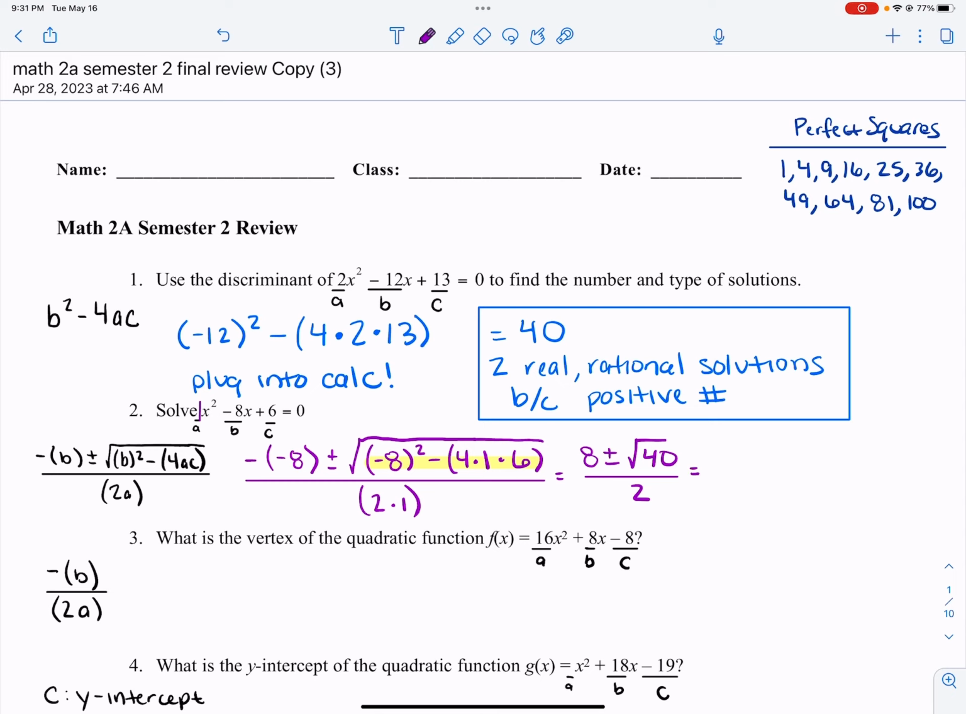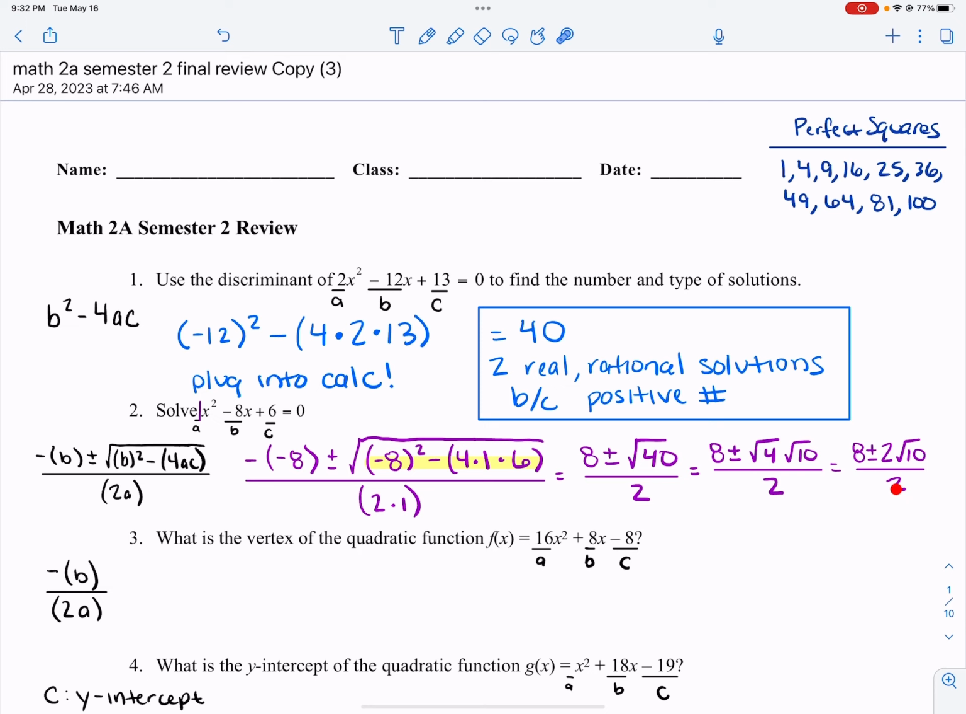So that means that this would be 8 plus or minus the square root of 4 times the square root of 10. 4 times 10 gives me 40, divided by 2. Now the square root of 4 is 2, so 8 plus or minus 2 square root of 10 over 2. And then my last step is to divide by 2 what I can. So this square root of 4, I plug into the calculator and I get 2. So that's where that came from. The square root of 4 is 2.